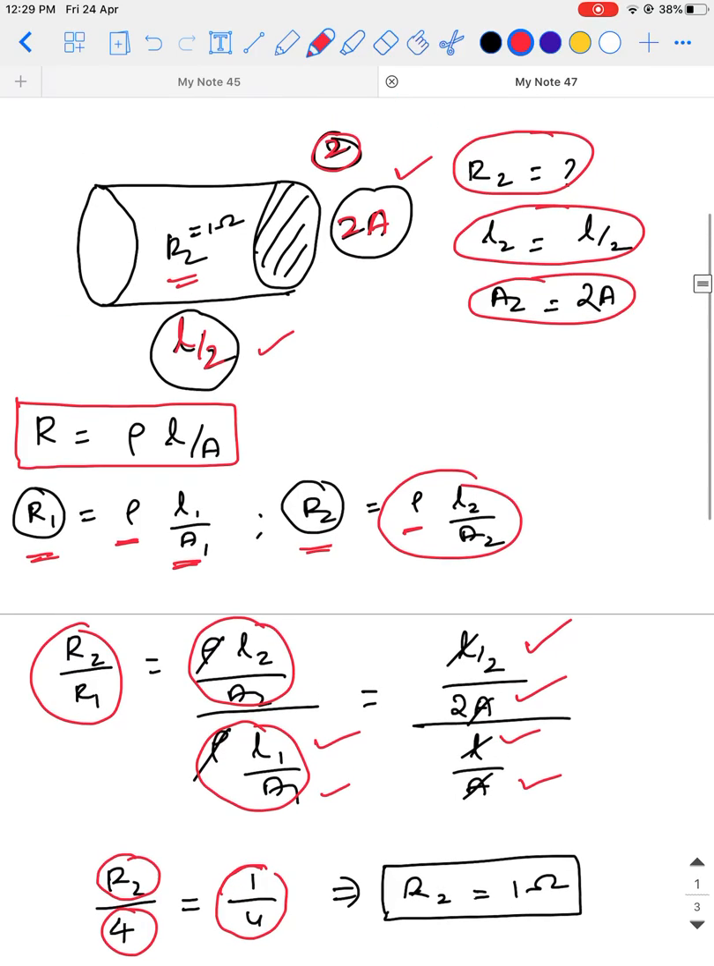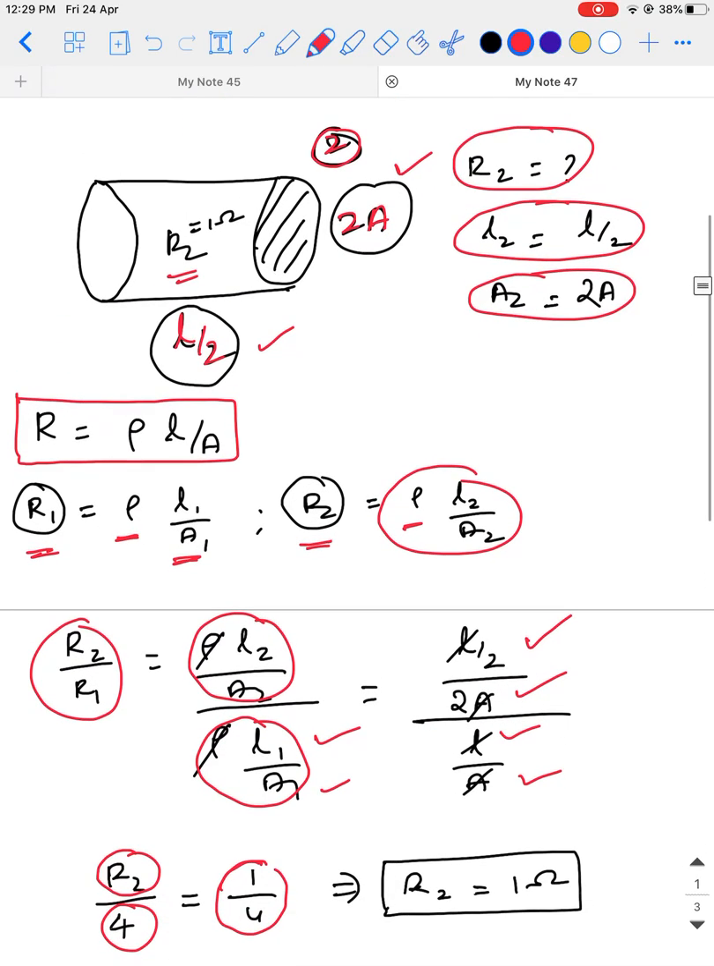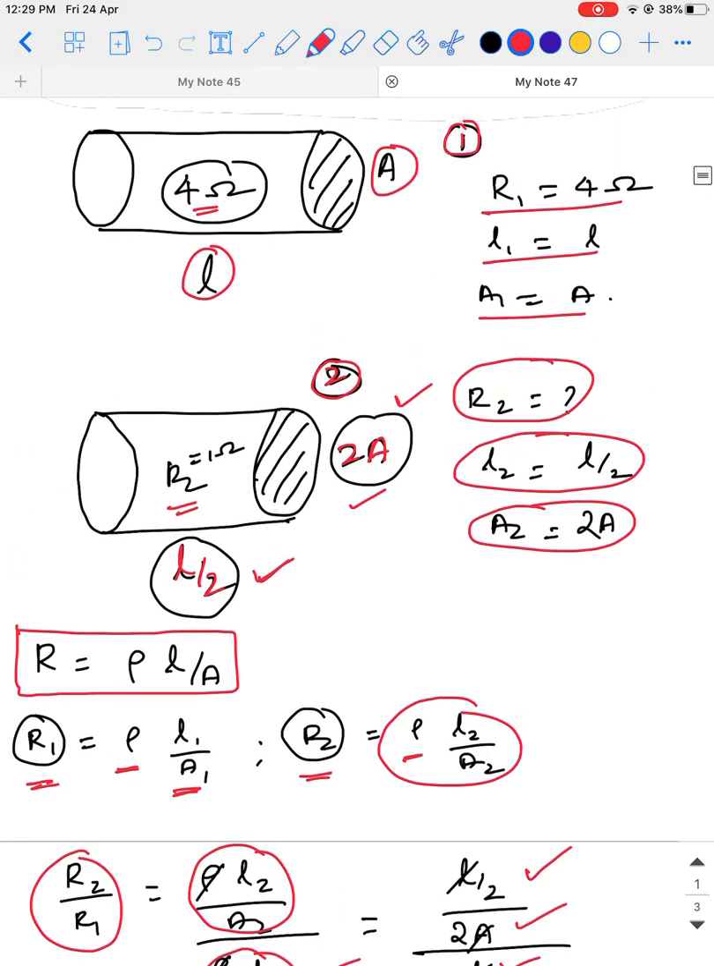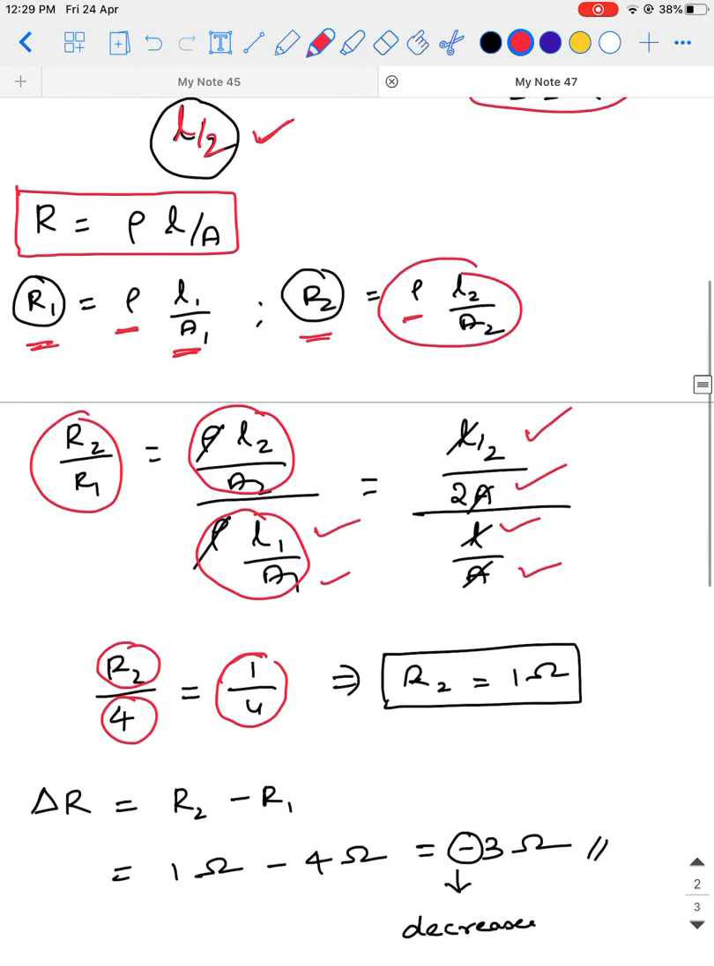So as we discussed previously, if the length of the wire is decreasing and the area of cross section is increasing, what will happen is the resistance will decrease. That is why if you observe, initially it was 4 ohm, now it has become 1 ohm.